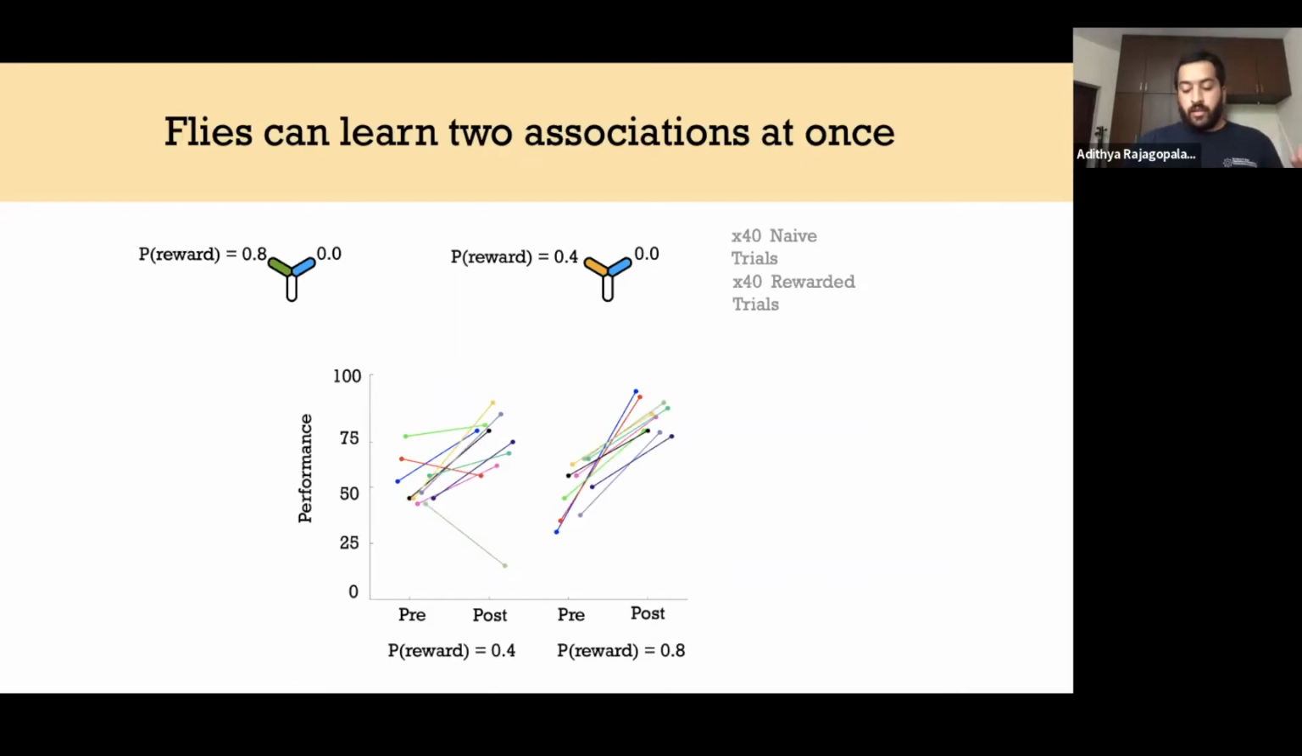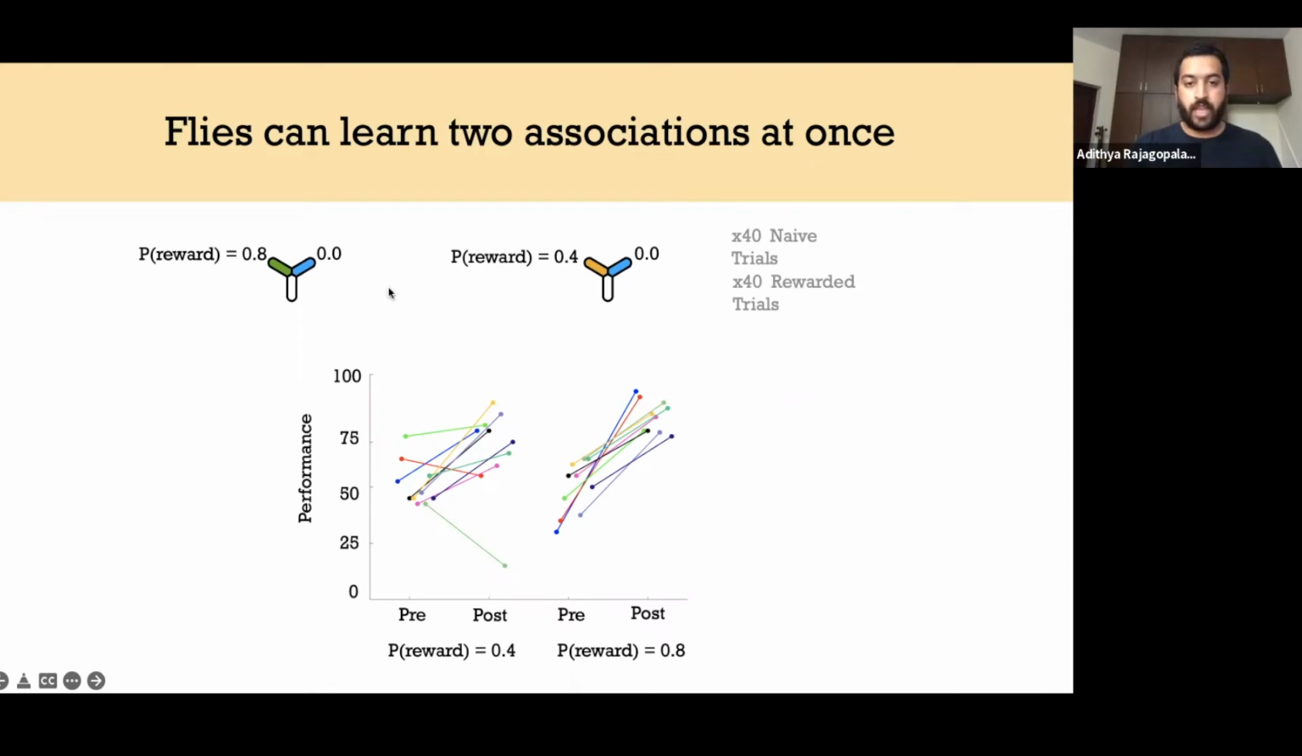And now that we know that they can learn and they can learn from probabilistic rewards, we wanted to check if they could maintain two associations at once. And so to do this, we added a third odor to the mix. Here, in interleaved trials, the fly had to choose between a green and a blue odor. The green odor was rewarded 80% of the time. And then on every other trial, it had to choose between a yellow and a blue odor, where the yellow odor was rewarded 40% of the time.